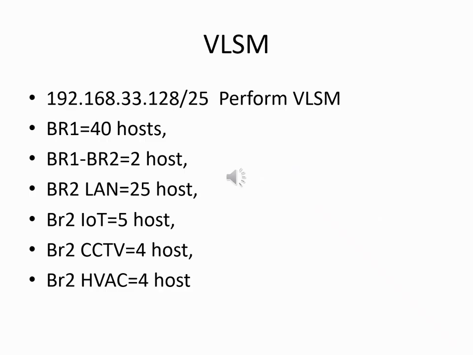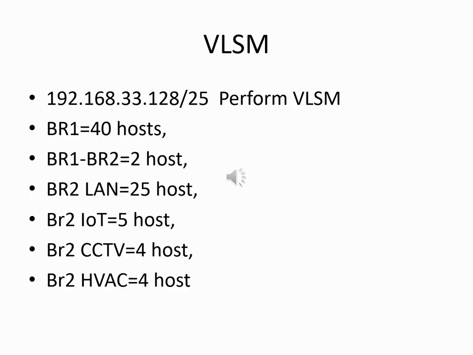So this is the given question. In the previous slide, we looked at the diagram. They have given an IP address, 192.168.33.128/25, and they are asking us to perform VLSM. BR1 is nothing but router one. There is a requirement of connecting 40 hosts, whereas between router 1 and router 2, they need to connect 2 hosts. For the router 2 LAN connection, they require 25 hosts, and on the second router they need IoT connections for 5 hosts, CCTV requires 4 hosts, and for connecting the HVAC system they require 4 hosts. So this is the requirement that is given.